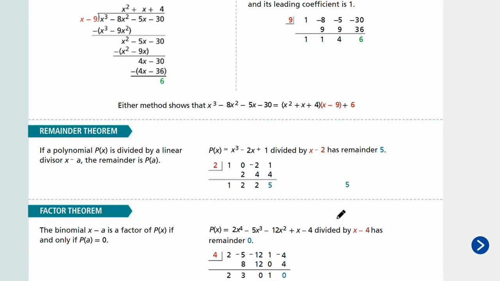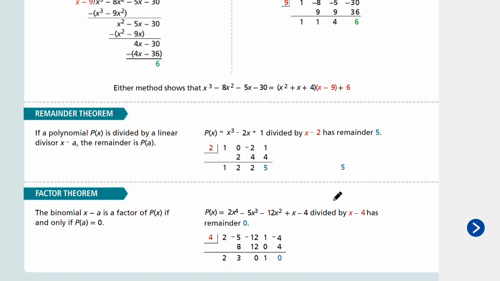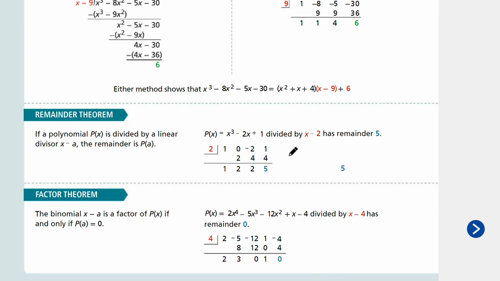We also have the remainder theorem and the factor theorem at the end. Remember that if a polynomial is divided by a divisor x minus a, the remainder should be equal to p of a. So the remainder 5 is equal to p of 5 as well. And using this theorem, we can also conclude that the factor theorem works too. So the binomial x minus a is a factor of p of x if and only if p of a is equal to 0, because then that means we have a remainder of 0, so that it's a factor.